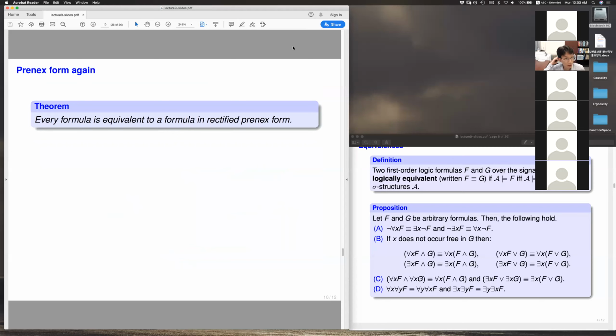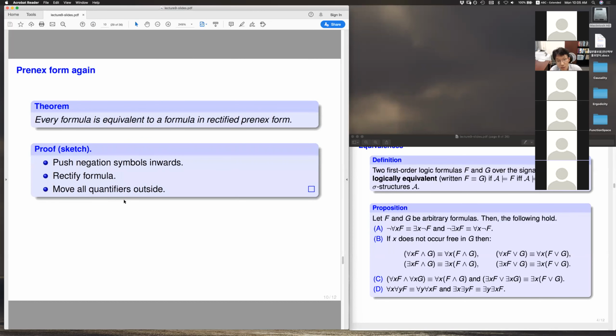Okay, so now here's a more formal statement about the Prenex form, which says that every formula can be translated into a formula in the rectified Prenex form. And then the proof of the theorem is actually quite easy. So essentially, we can provide an algorithm.